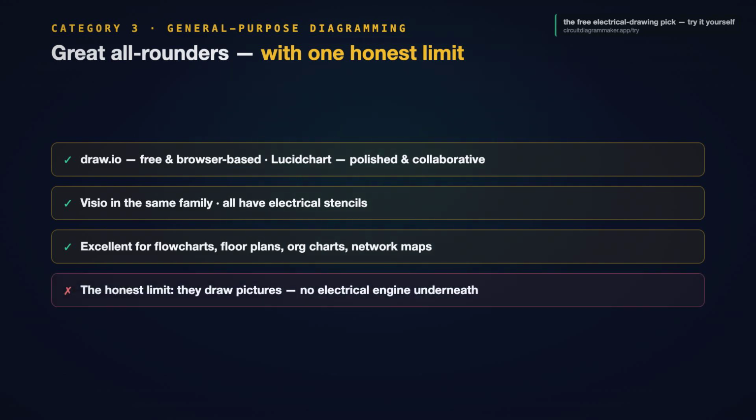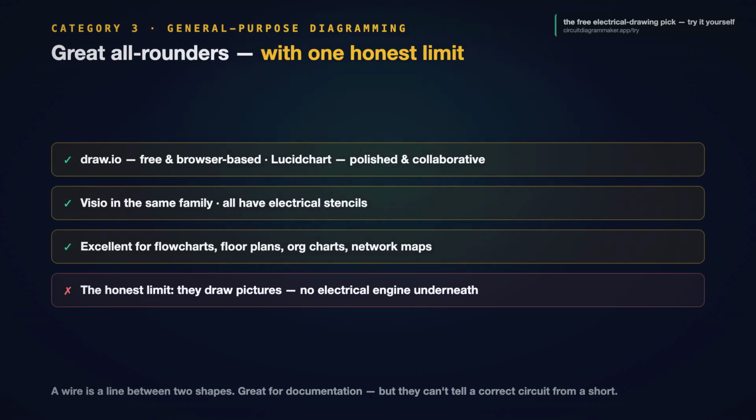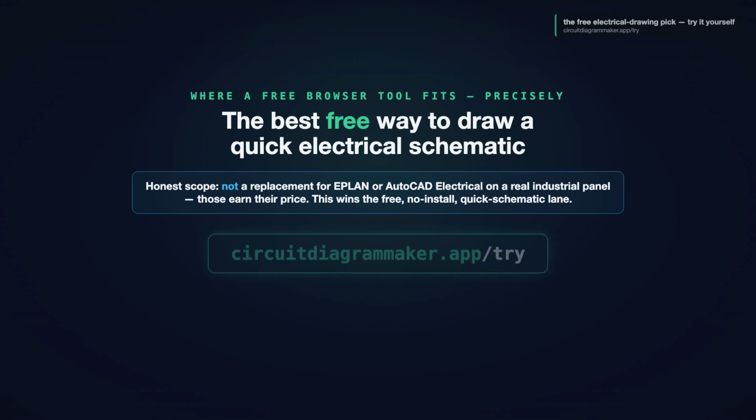But here is the honest limit, and it is the same for all 3. They draw pictures. A wire is a line between 2 shapes. There is no electrical engine underneath. The tool cannot tell a correct circuit from a dead short because that was never its job. For documentation, they are great. For anything you actually need to verify, they stop at the drawing.